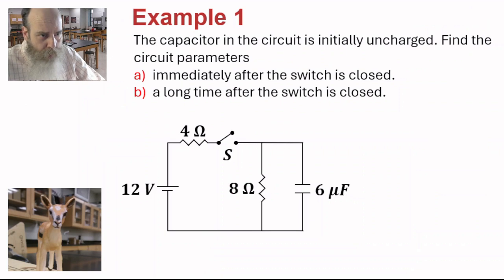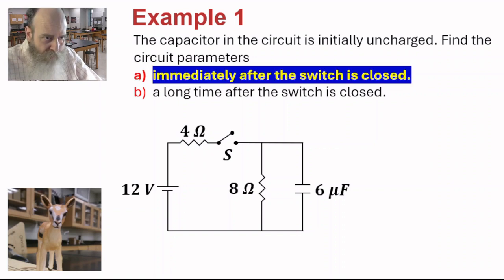Let's look at some examples to illustrate these concepts. The capacitor in this circuit is initially uncharged. We want to find the circuit parameters A, immediately after the switch is closed, and B, a long time after the switch is closed. Let's first look at immediately after the switch is closed.